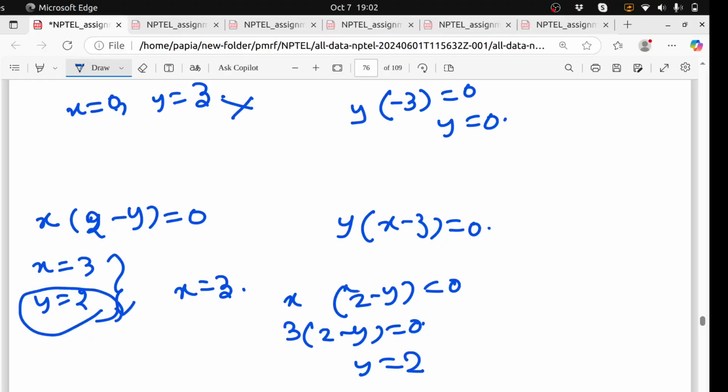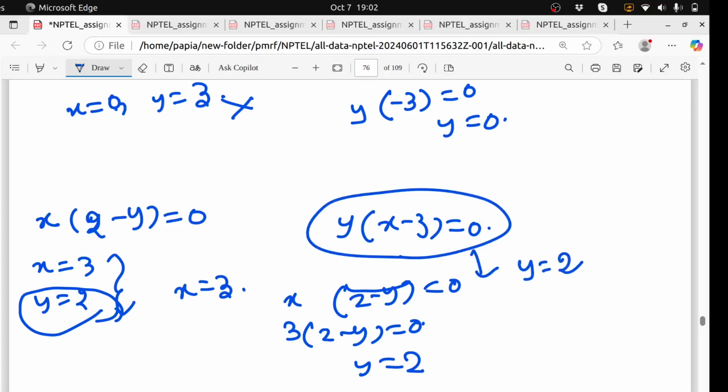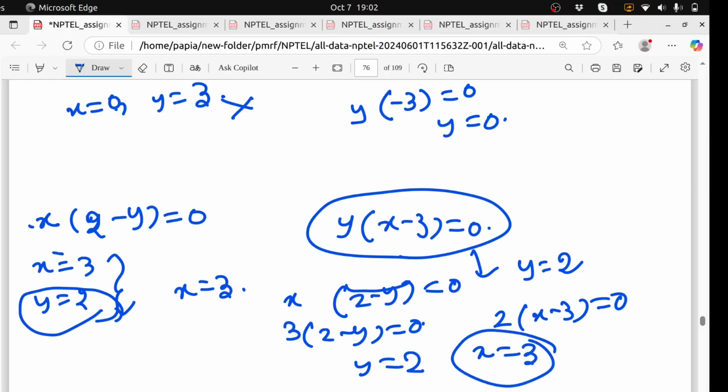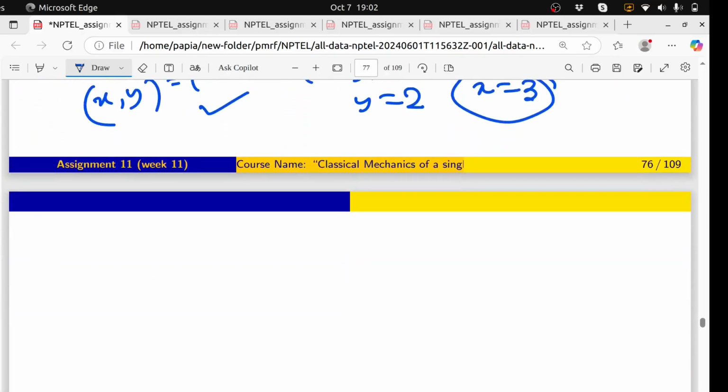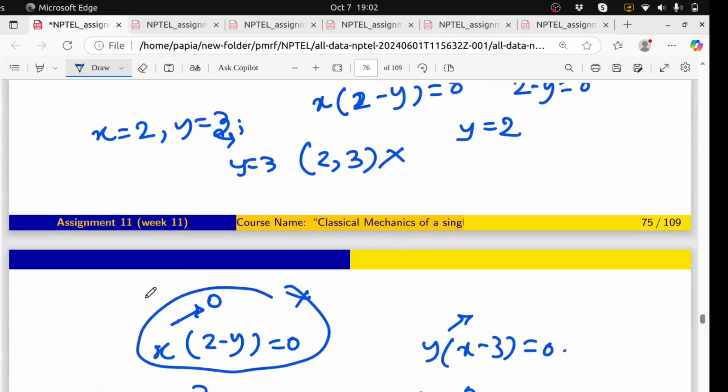Now coming here. If y is 2, that means 2 into x minus 3 should be 0, and x should be 3. And yes, x is 3. So (x, y), which is (3, 2), that is correct. So we can conclude that (0, 0) and (3, 2), these two are the fixed points.